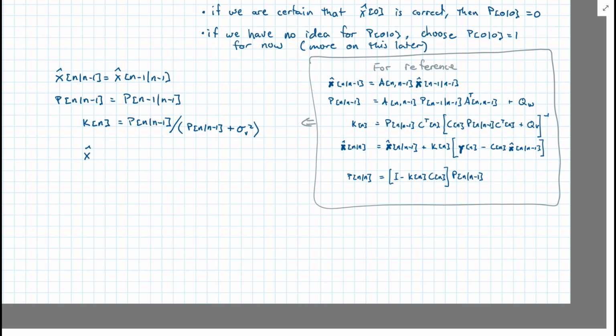Okay, now we can give our observation-based state update. And this is K n times yn, our observation, minus our predicted value.